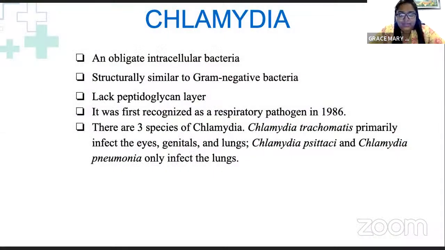Now, chlamydia is an obligate intracellular bacteria. Mostly they live inside the cell. That's why, again, on gram stain, you don't see them. Chlamydia usually resembles gram-negative bacteria, but they do not have the peptidoglycan layer. It was first recognized as a respiratory pathogen, and there are three major species of chlamydia.